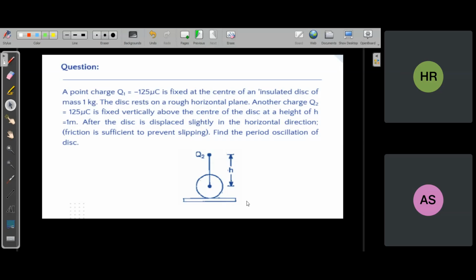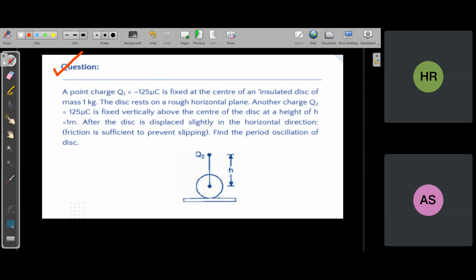Yeah, tell me. Getting any idea? Sir, I'm not getting, sir. Not getting any idea. So, do you know that to find the time period of oscillation of the disk, what you will have to do? First of all, do you know the process?